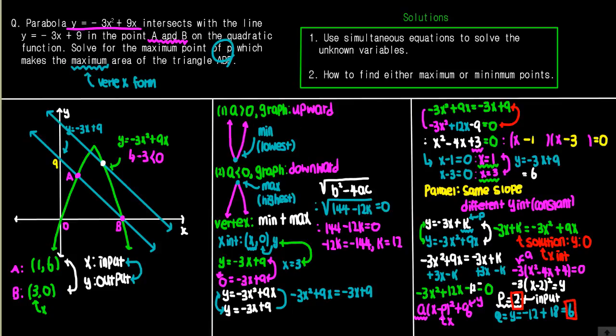But we're not done yet. Our ultimate question was to solve for the point, which is a coordinate. So we can simply say our answer for this question is: the x value is 2 and the y value is 6. And this is going to be our point P's coordinate.